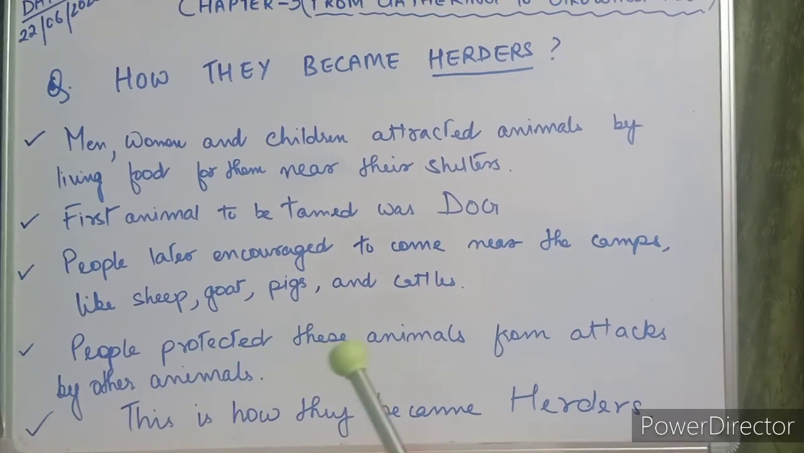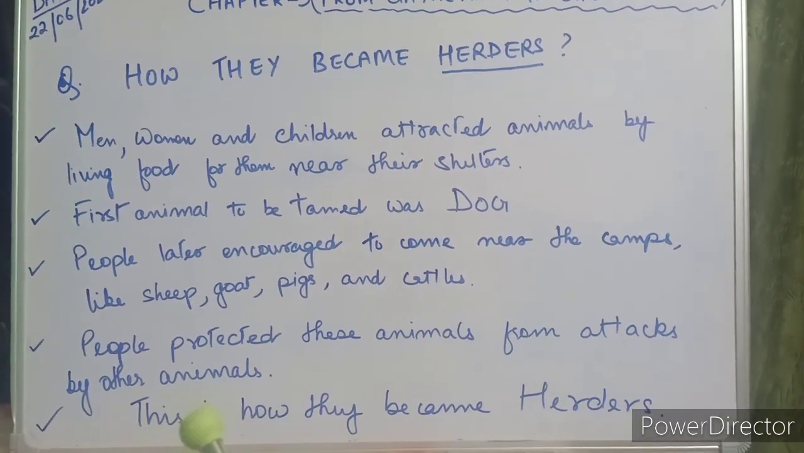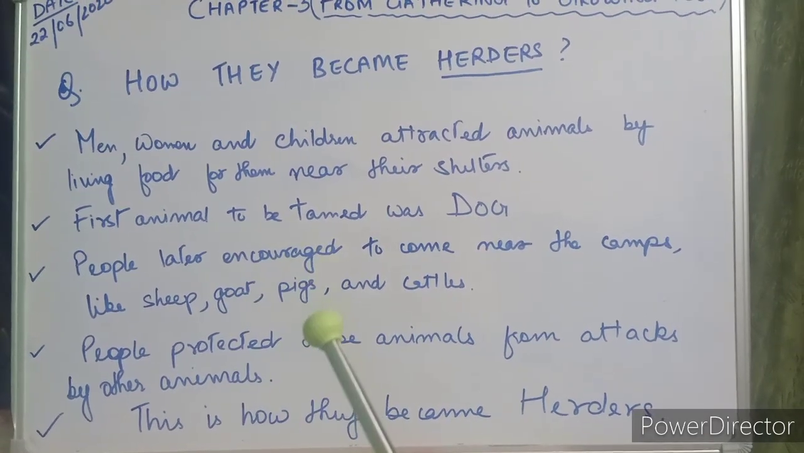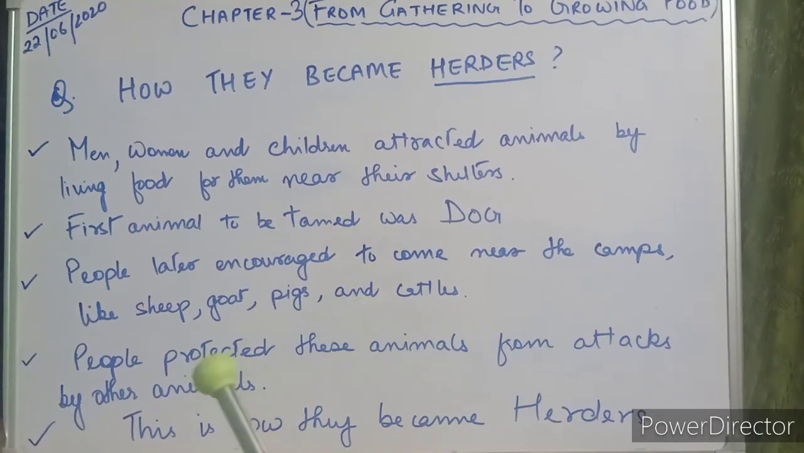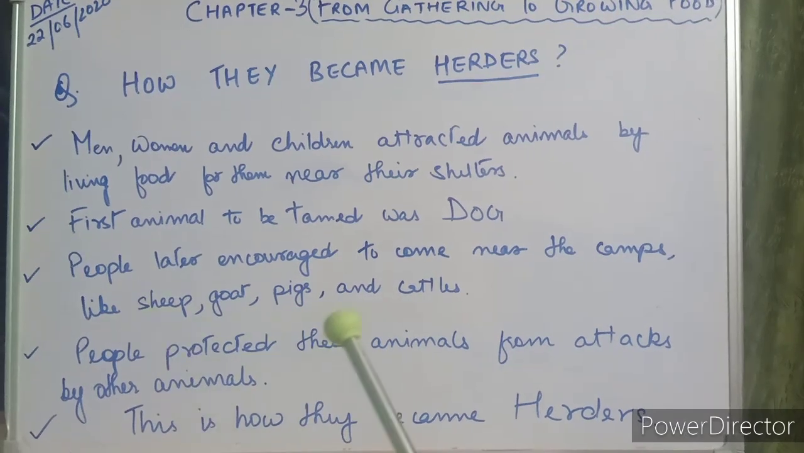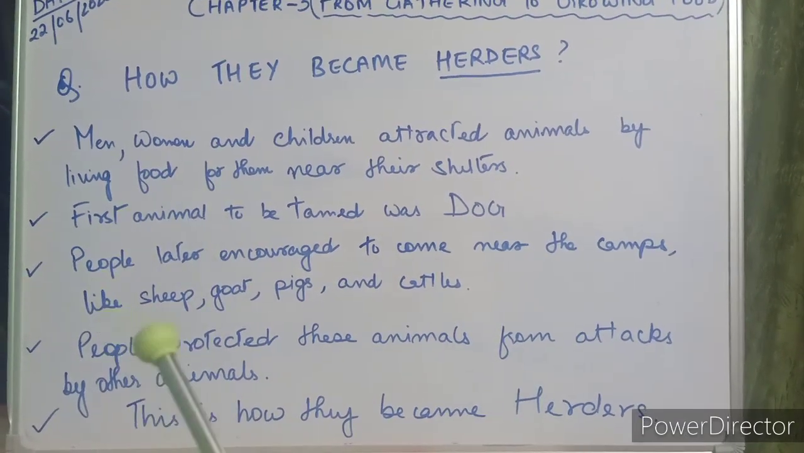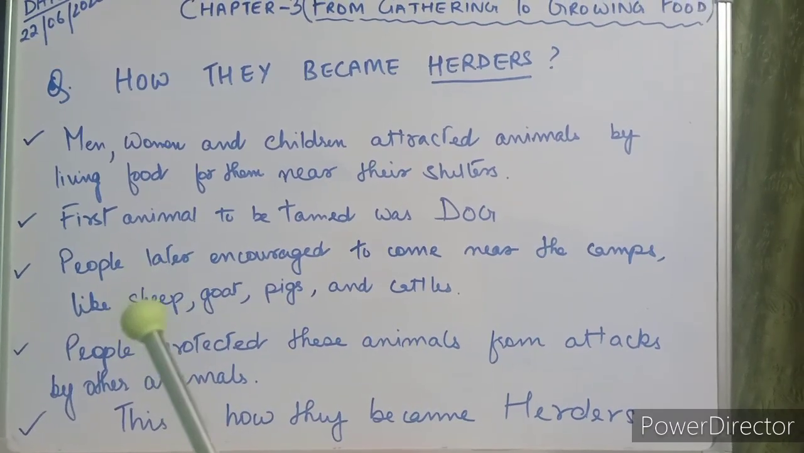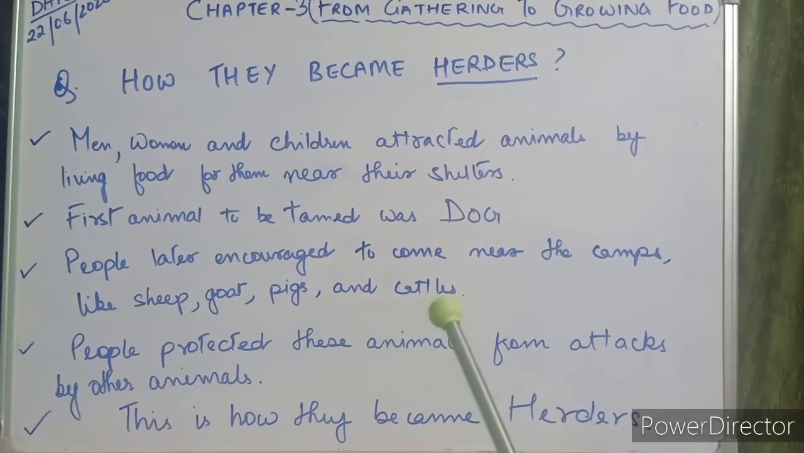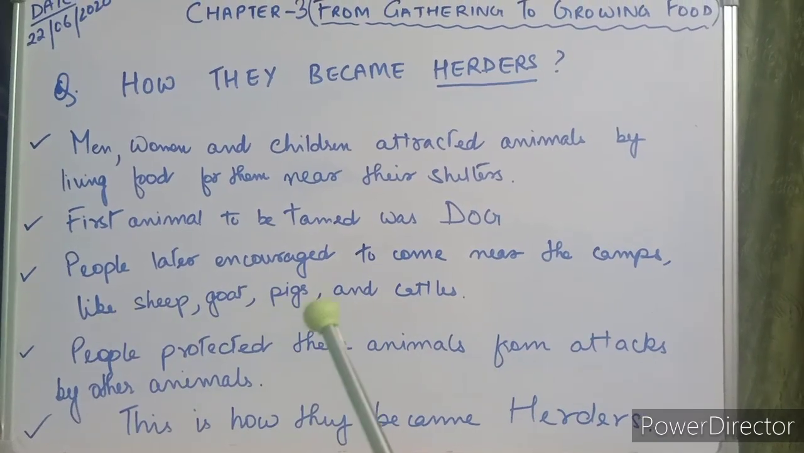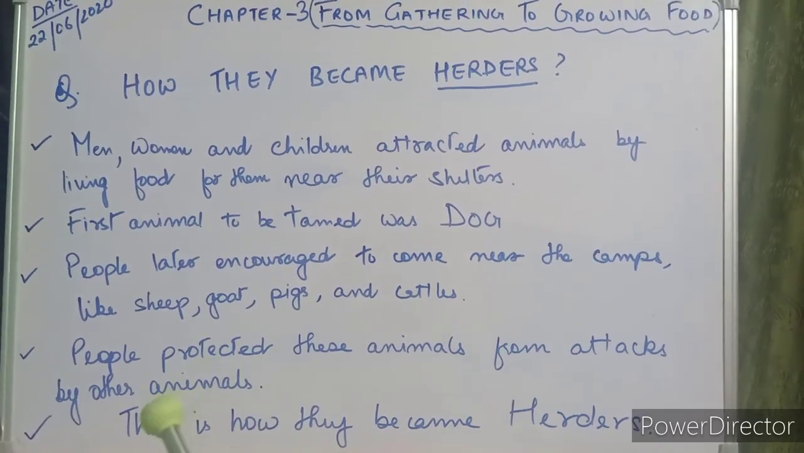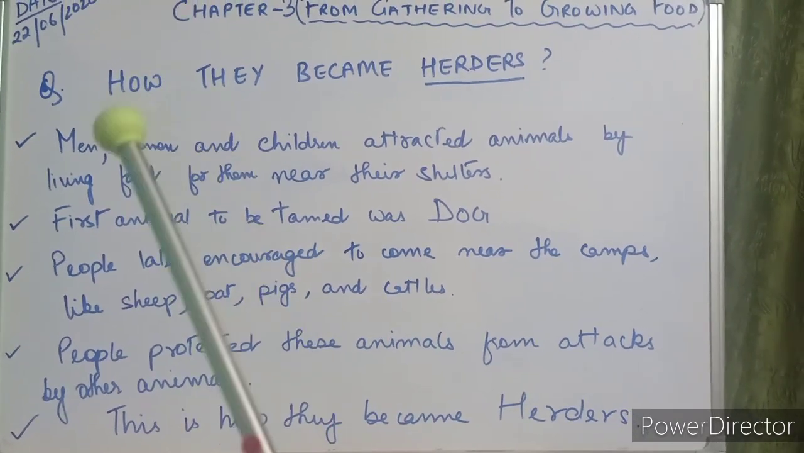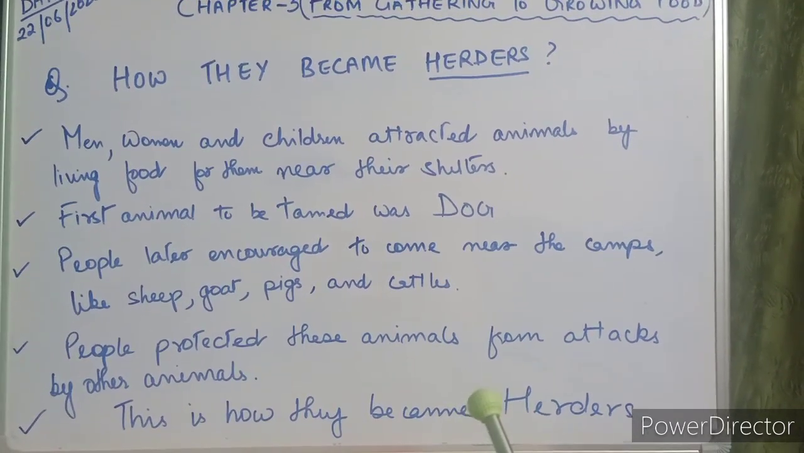People protected these animals from attack by other animals, like tiger, lion and leopard, which could have eaten them, because these animals can be reared, they can be kept in homes, and they can be fed with grasses. So this is how they became herders, right?